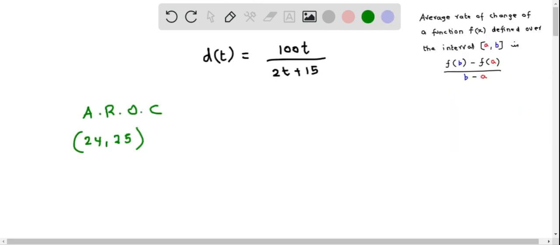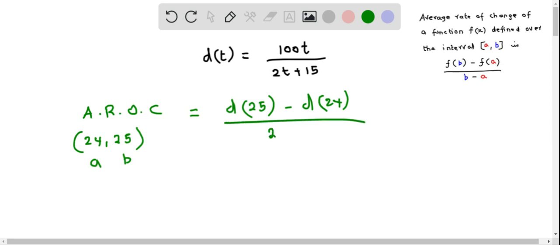Okay, so now we will determine the average rate of change of the function d of t in the interval 24 comma 25. So we determine a equal to 24 and b equal to 25. Therefore we write the average rate of change in this interval as d of b, which is d of 25, minus d of a, which is d of 24, over 25 minus 24.